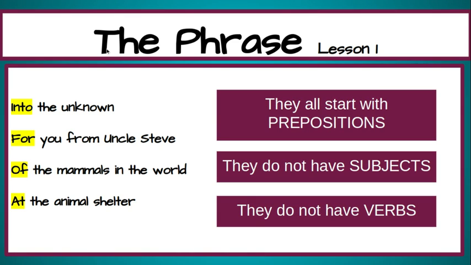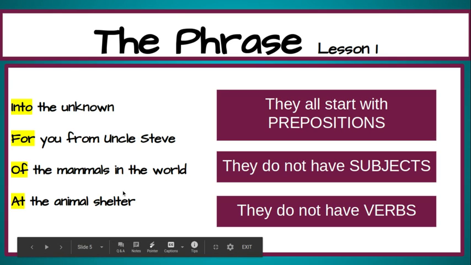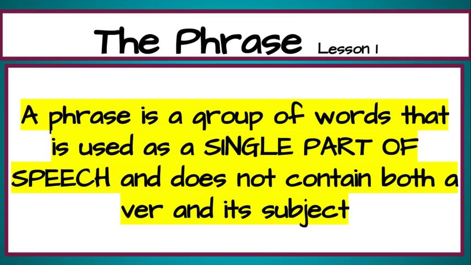And the fact that you can say that about at least 4 different groupings of words means that there has to be some kind of pattern here. And that pattern is the definition of what a phrase is. A phrase is a group of words that is used as a single part of speech. So it might be used as an adjective, it might be used as an adverb or as a noun, but it does not contain both a verb nor its subject. So it will be a group of words, but it will not contain a verb or its subject.